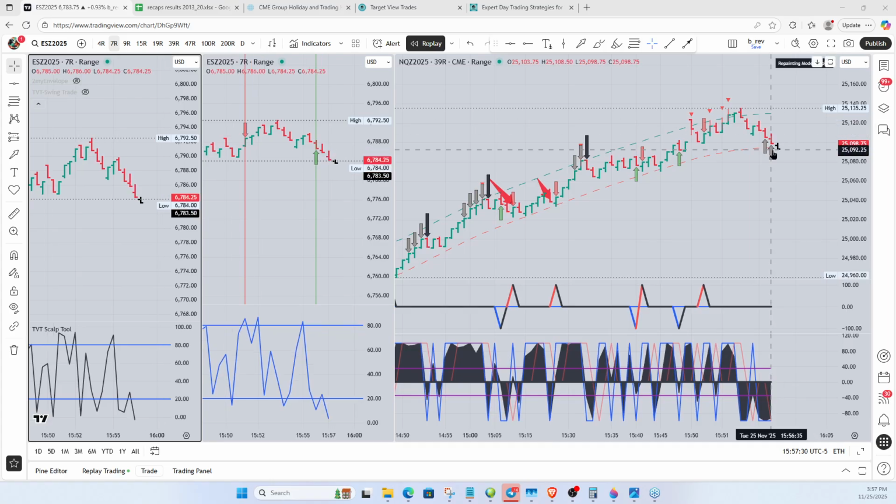Another gray arrow. You needed an up close. If you had the up close, it would have been a black arrow. More than likely, it would have been a black arrow. Okay.